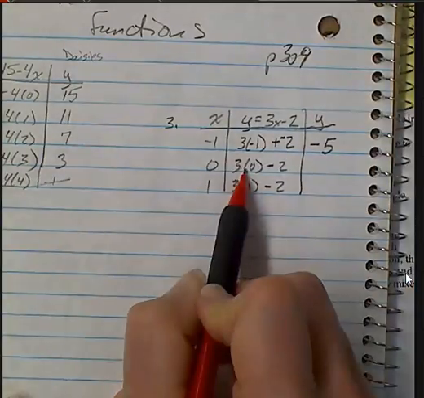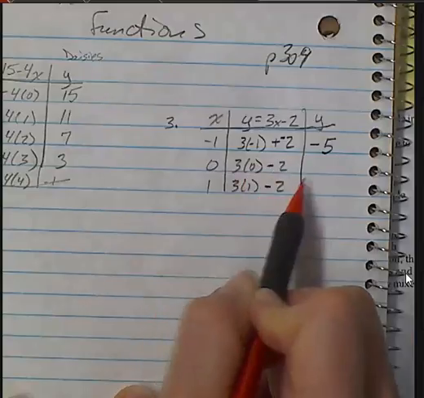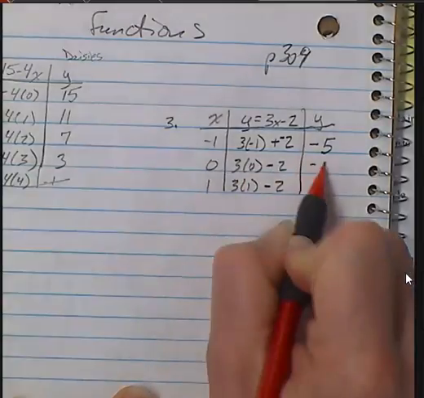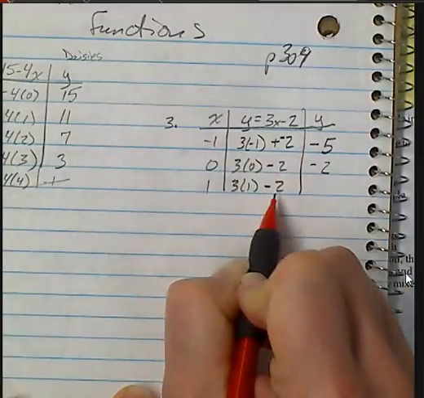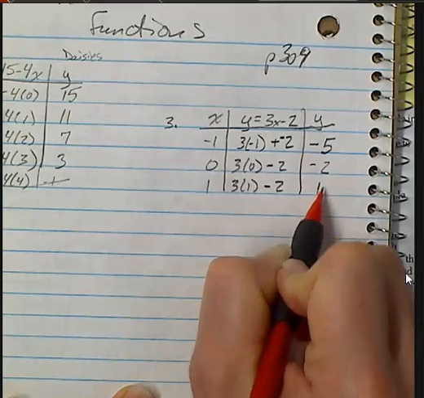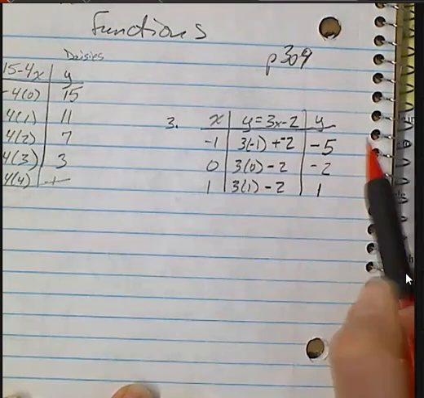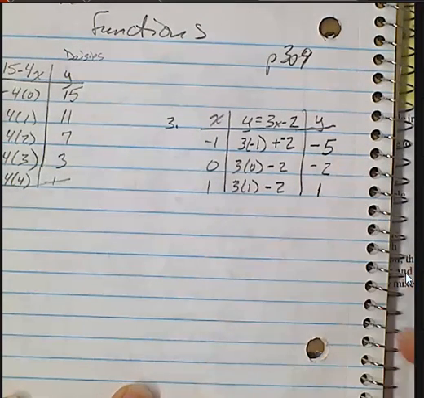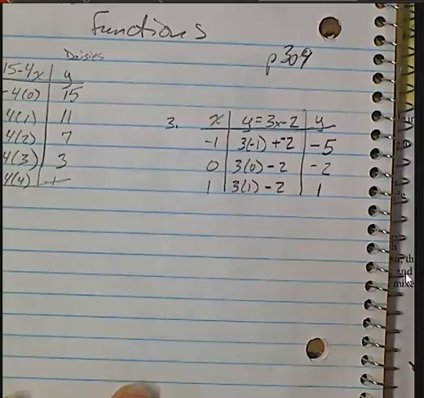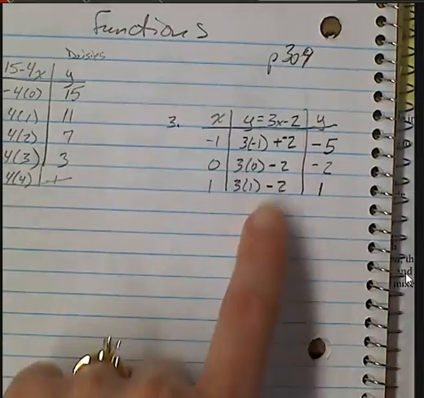3 times 0 is 0. Take away 2 is -2. 3 times 1 is 3. Take away 2 is +1. How is my table changing every time? It's going up by how much? 3. Where do you see that in your rule?